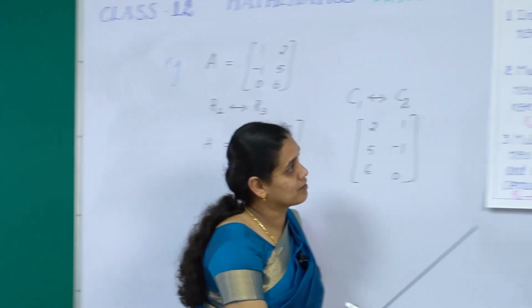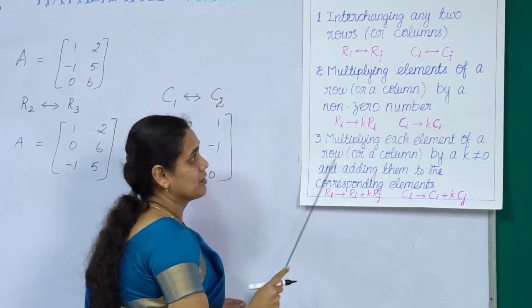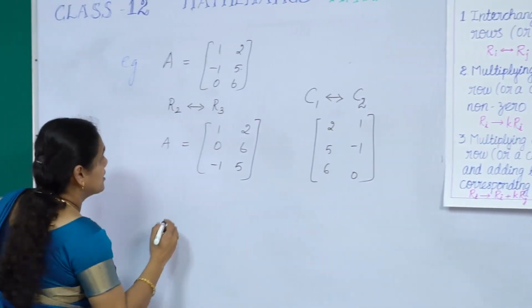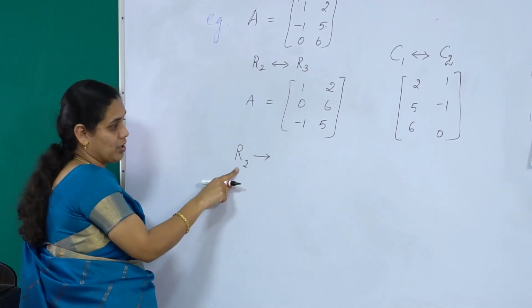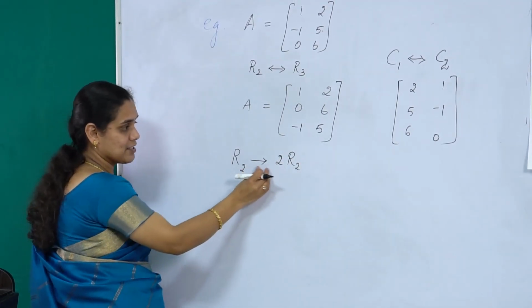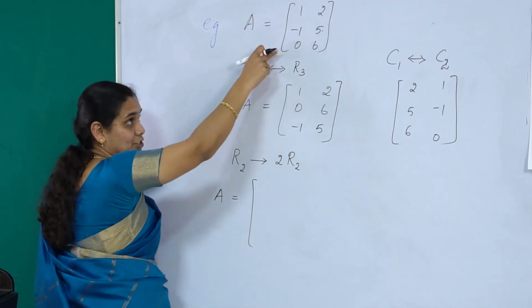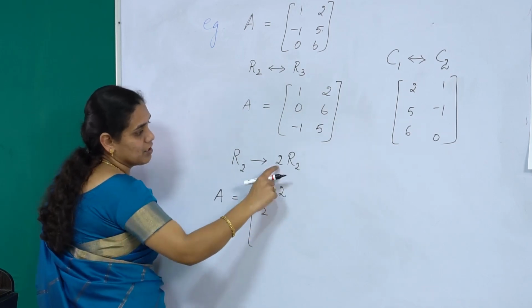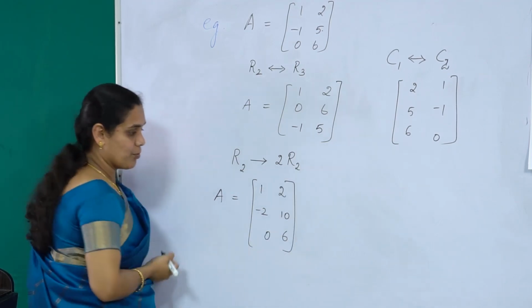The second one, multiplying elements of a row or a column by a non-zero number. Suppose if I wish to multiply R2, that is row 2, with 2, then we write in this way: R2 as 2 times R2. So the first and third rows will not change, only the second row we are going to multiply with 2. 1, 2, minus 2, 10, 0, 6. This is how this operation works.